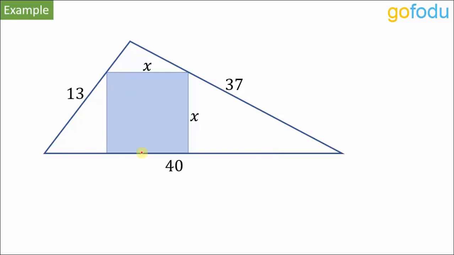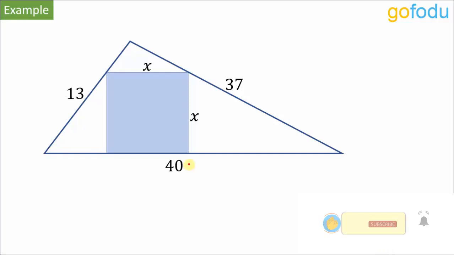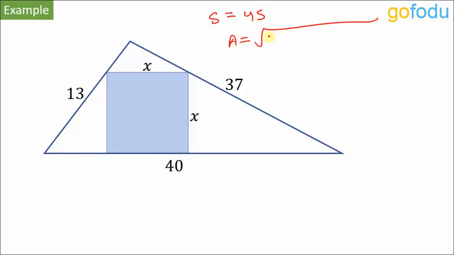We have a square inscribed in a triangle, and the triangle is not a right triangle. As we can check from the given sides, 13, 37 and 40, they do not form a Pythagorean triplet. Now we can find area of this triangle by Heron's formula. All three sides are given. Semi-perimeter will be 13 plus 40 plus 37, that is 90 upon 2, 45. And area will be equal to root of 45 into 45 minus 13 is 32 into 45 minus 37 is 8 into 45 minus 40 is 5. This will give us 240 as the answer.